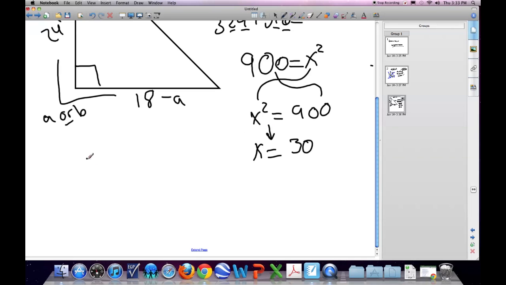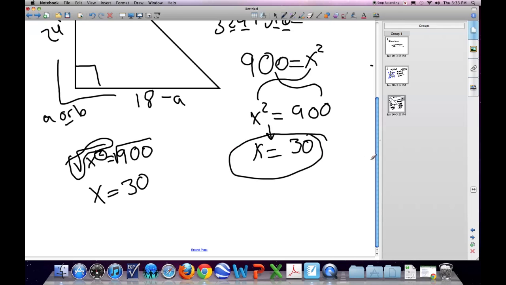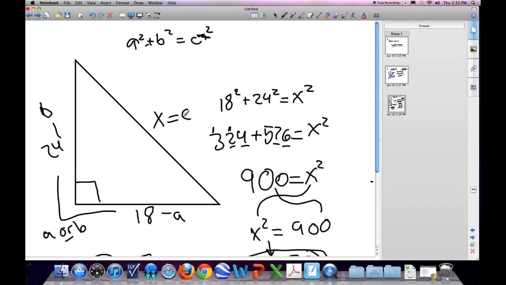Well, let's go over here. X squared equals 900. What you're going to do is square root both sides, and a square and a root are going to cancel themselves off, so you're left with x. And you need to find the square root of 900, which is 30, something you should just know. And that's how you got it. So now we know the answer, x equals 30. And we can go plug it in.